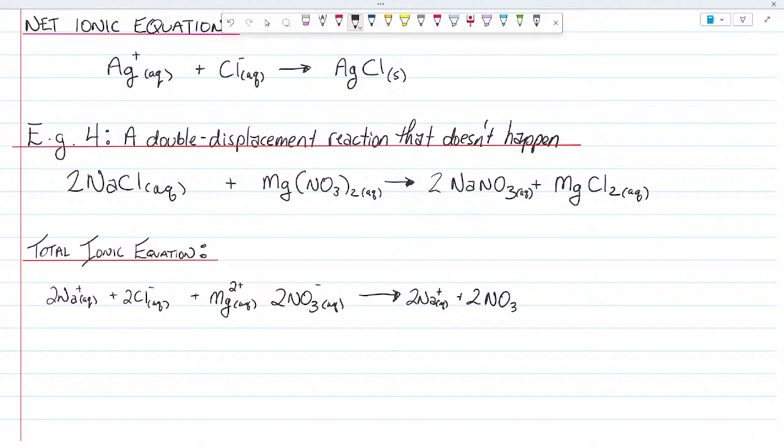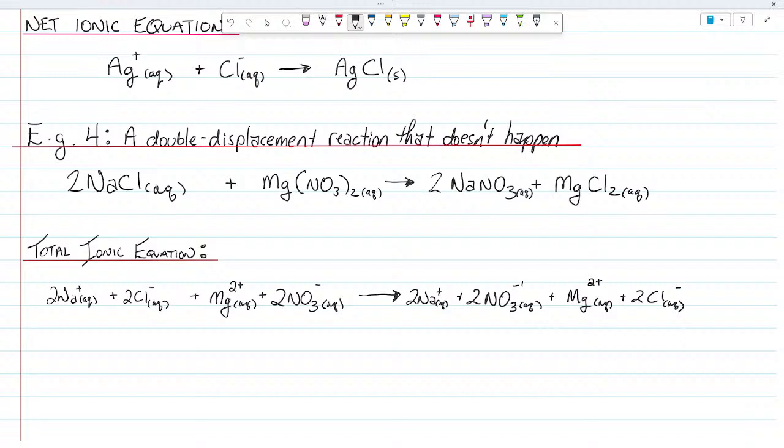Would you not be adding magnesium and nitrate together in the first? Sorry? Oh, yeah. Sorry, there should be a plus sign between them. Very good. And then we'd get a magnesium ion, right? And we would get 2 chlorine ions, right?